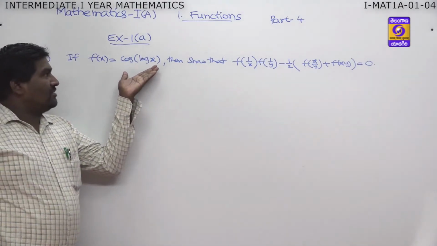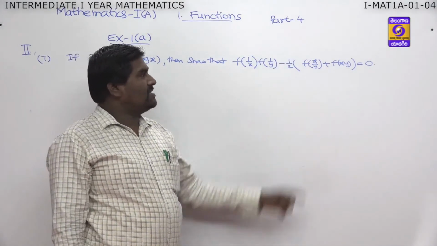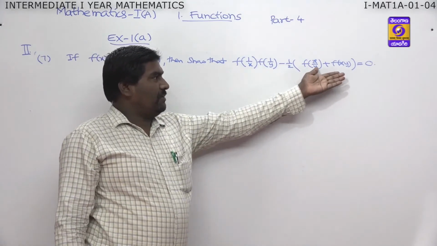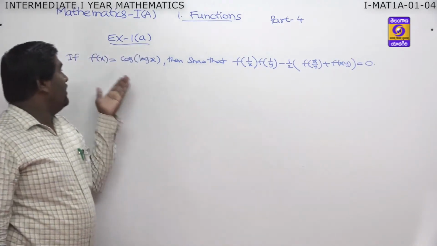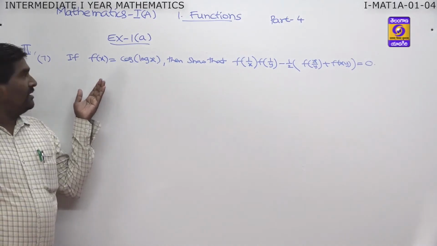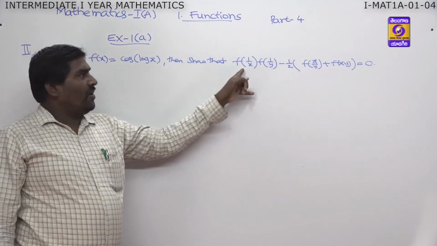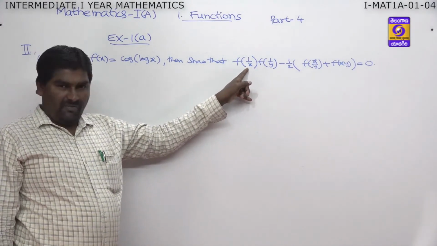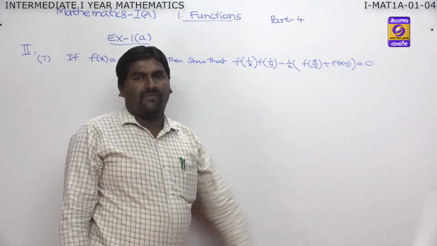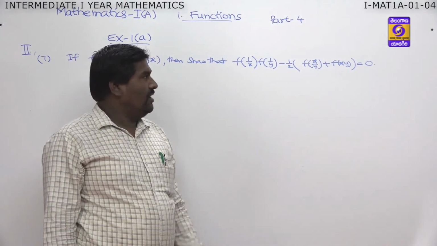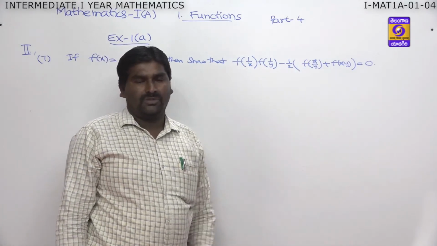f of x is equal to cos of log x, then show that f of 1 by x into f of 1 by y minus 1 by 2 into f of x by y plus f of xy is equal to 0. First of all, take the given thing. Given is f of x is equal to cos of log x. To show this, we have to find the value of f of 1 by x, f of 1 by y, f of x by y, f of x into y. Later, you are supposed to substitute the values in this expression, that gives you 0.